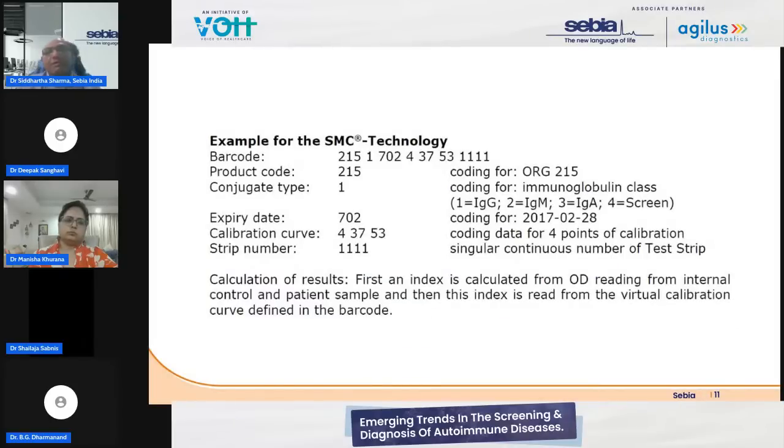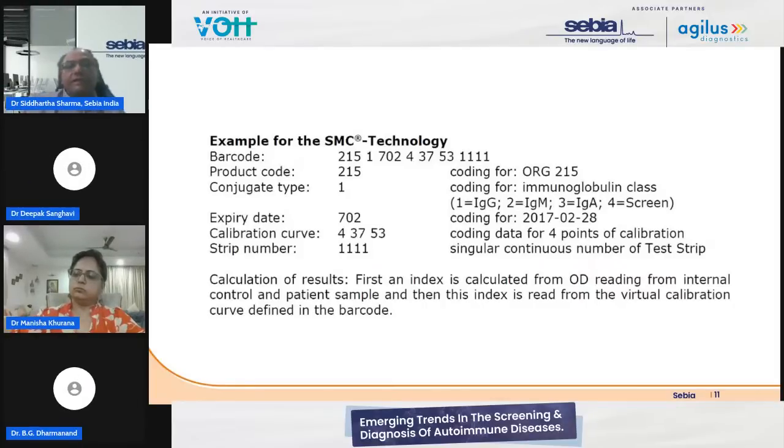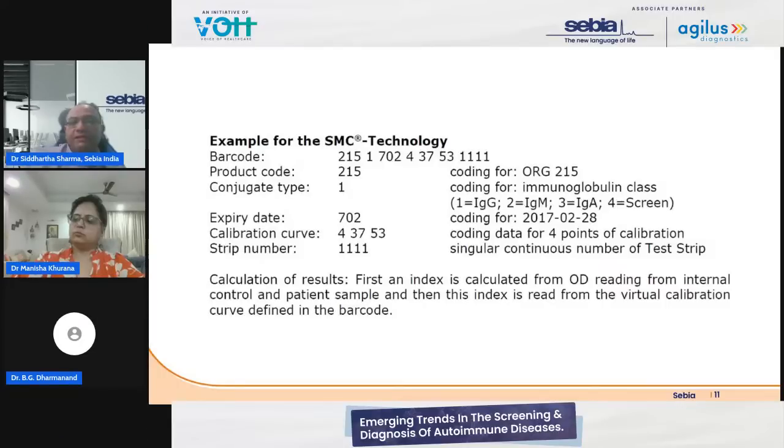So this is an example of what a barcode actually contains. The barcode contains the product code, or the assay code, for that particular assay. It contains which type of assay, which conjugate you are reading, and which type of immunoglobulin class you are testing for that particular parameter, whether it's IgG, IgM, IgA, or a screen. And it has the expiry date, a calibration curve with 4 points of calibration already detailed in the strip, and the strip number.